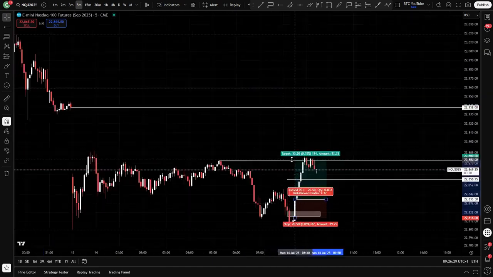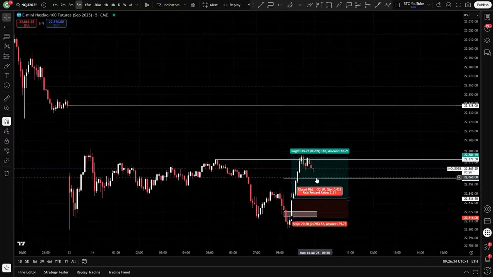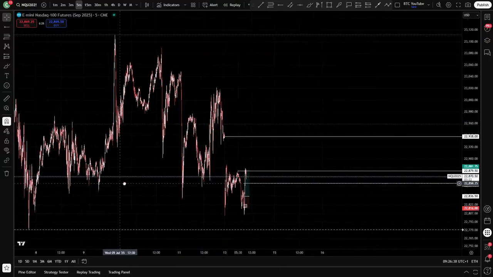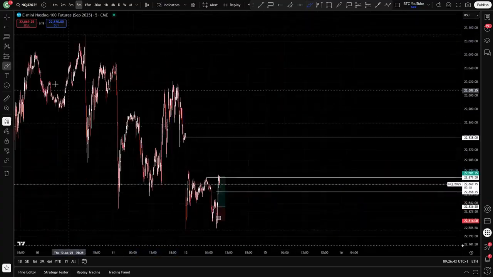Now the rest of this position's at break even, and I'm basically just waiting and seeing what's going to happen next. I do think we'll come back, have a little retrace here, and then continue and fill this gap, just because you can see we've kind of retraced somewhat from the all-time high.